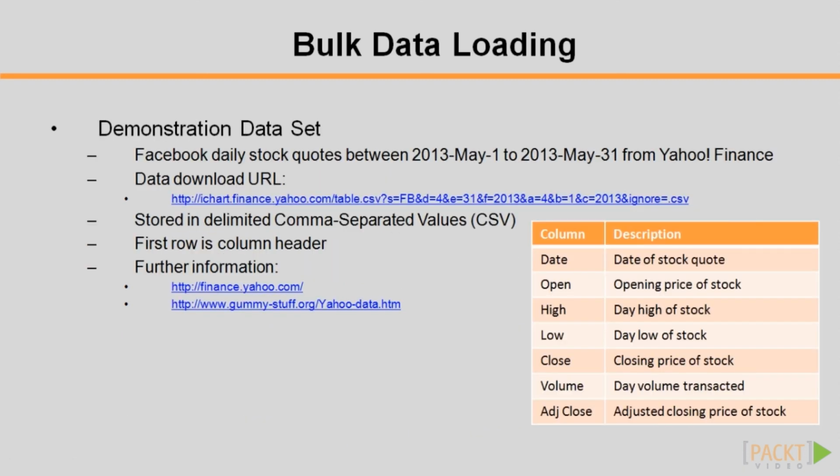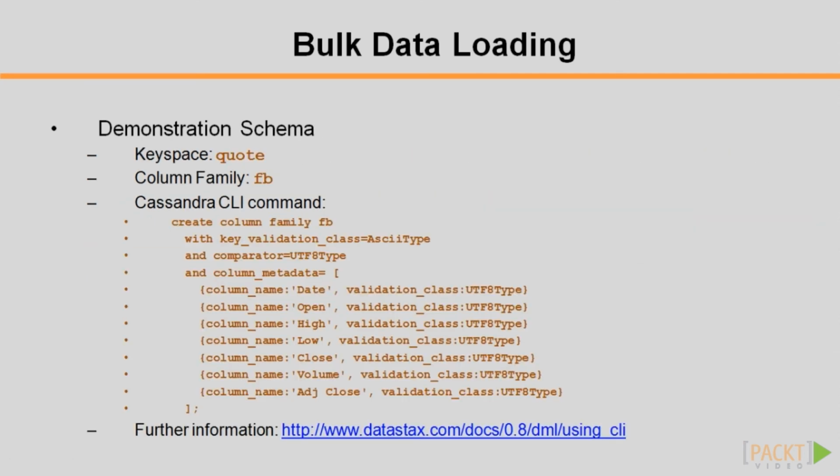I'll give an example of loading Facebook daily stock quotes in May 2013 in a Cassandra table. The quotes are in CSV format and can be downloaded at the URL provided. The fields of the CSV file include the date of the quote, the open, high, low, close prices, the volume, and the adjusted closing price. The target table is called FB under the quote keyspace. I'll use Cassandra CLI command to create the quote keyspace and the FB table.